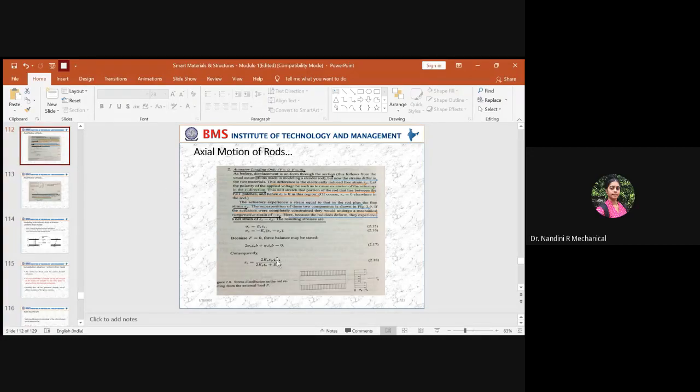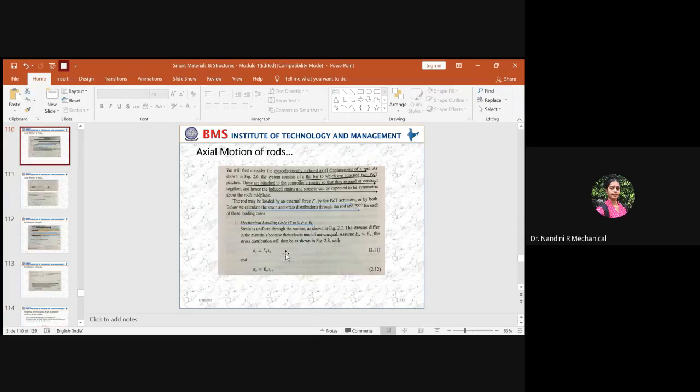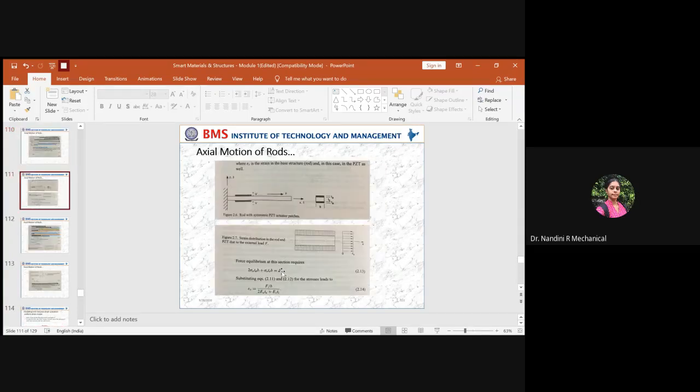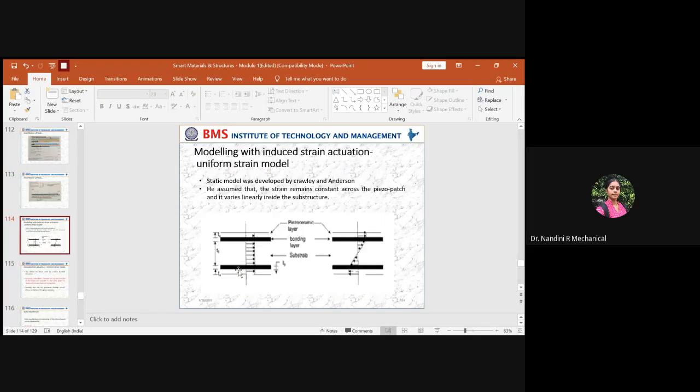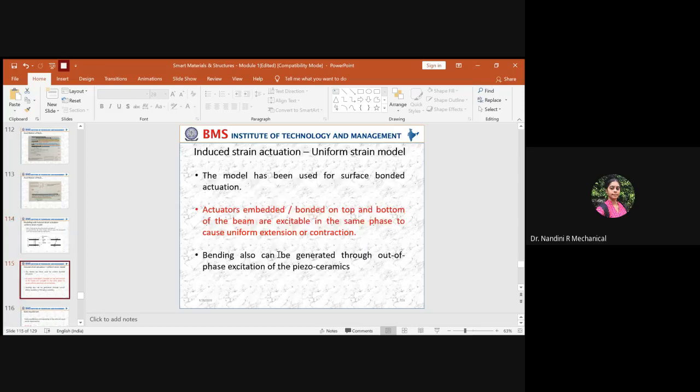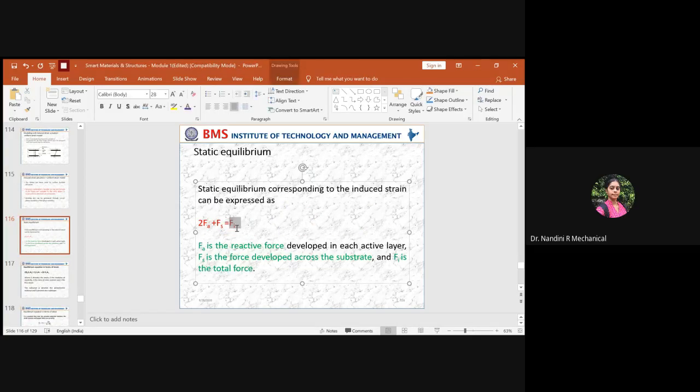Okay, see here we used to add the values of the stress of the piezo patch plus the substrate equal to some value of F. Since it was actuator loading, here F is equal to 0. When in mechanical loading, you have seen that we have used the equation F for the force equilibrium. Similarly, to derive a mathematical model for the uniform strain model, this is the equilibrium condition we have to follow.